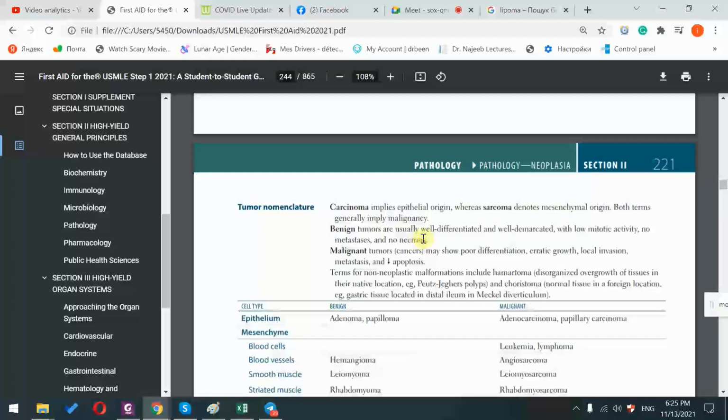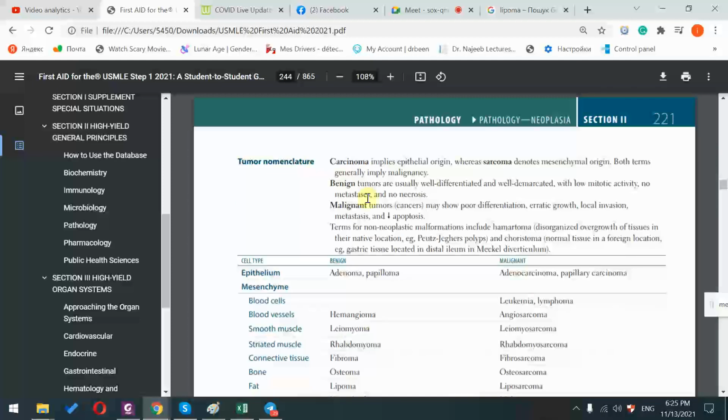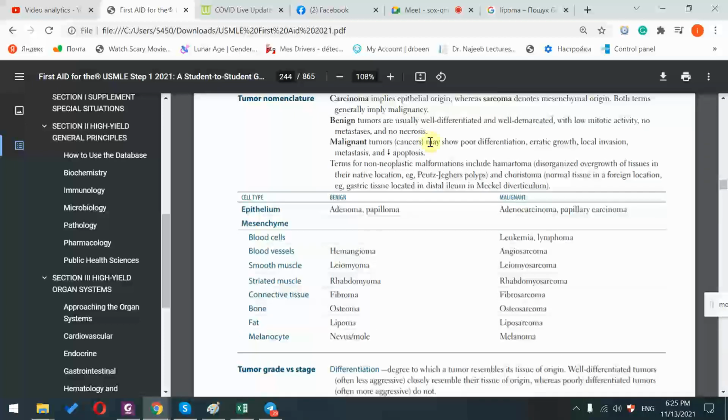So the tumors are usually well differentiated and well demarcated with low mitotic activity, no metastasis, and no necrosis. So far so good. It seems fine. They are just an overgrowth of tissue that should not be there, but they are not going anywhere. Low mitotic activity means a low ability to divide, guys. So if you have a low mitotic activity, that means that you are not hyperdividing, you are not invading anybody, you are not consuming the body's energy as well.